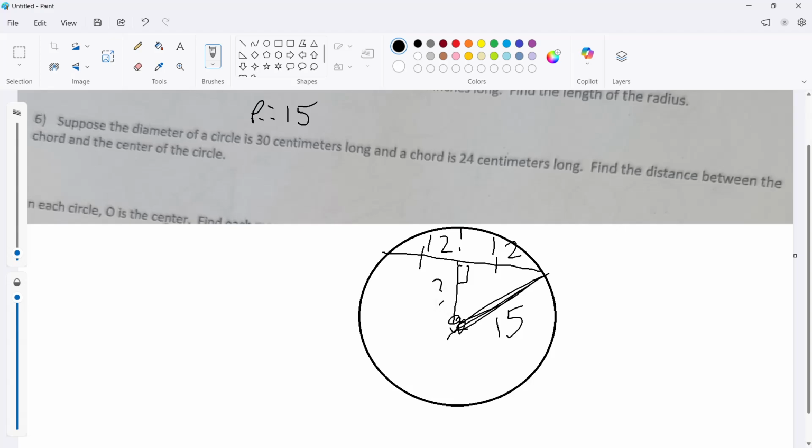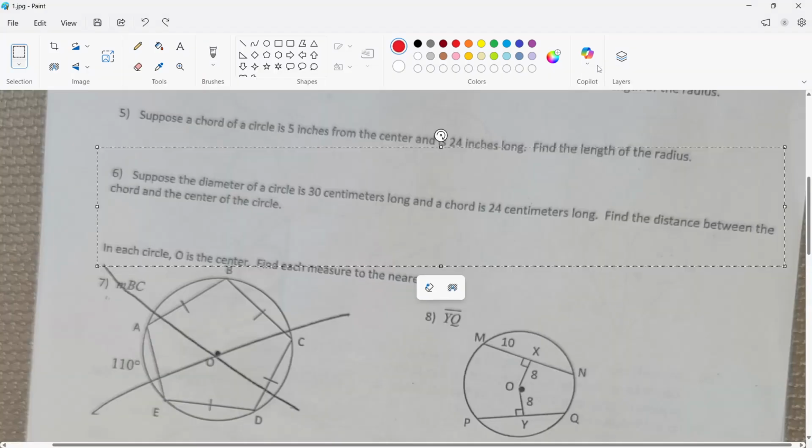I want that. Well, I can say x squared plus 12 squared equals 15 squared. Solve for x, use the Pythagorean theorem. Or again, I can notice this is 4 times 3 is 12, 5 times 3 is 15, so this is going to be 3 times 3 is 9. It's a 3, 4, 5 multiplied by 3. So the distance between the chord and the center of the circle is 9.